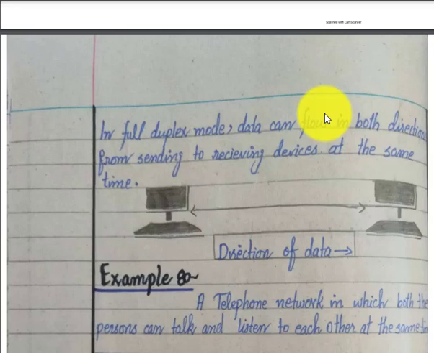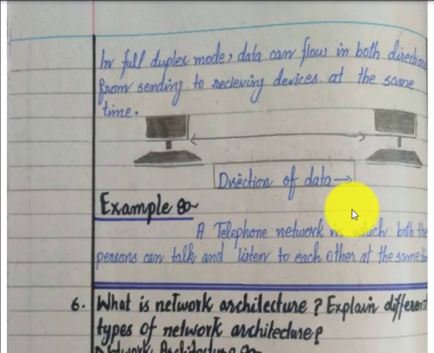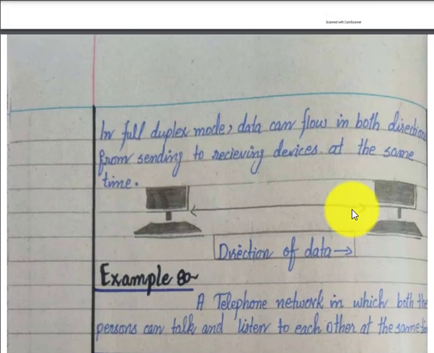In half duplex, the flow of direction is bidirectional, but you cannot send and receive at the same time, whereas in full duplex mode, data can be sent and received at the same time. So you can see here they can both send and receive data at the same time. An example is a telephone network in which we talk to other people. This is an example of the full duplex mode.